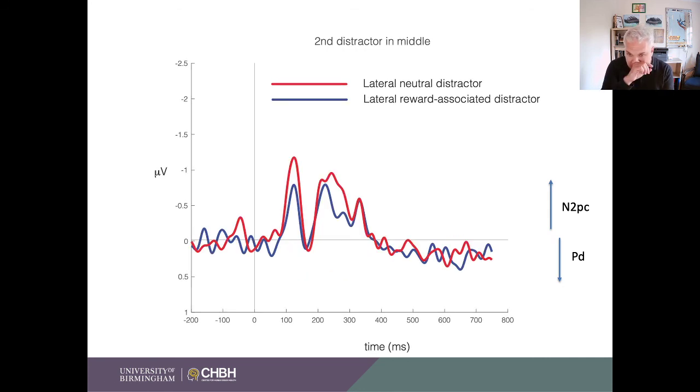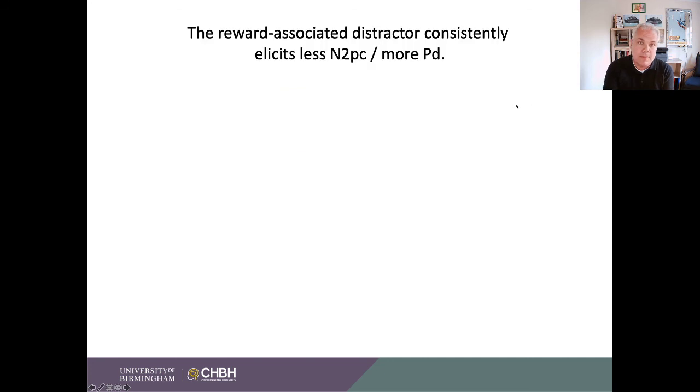And we reproduce this finding in an independent data set from these subjects. So that is to say that there is a separate condition here where the other distractor is in the middle, a separate set of trials, and we find the same overall pattern. The lateral neutral distractor is selected more consistently throughout the whole duration of the ERP than is the lateral reward-associated distractor. So the reward-associated distractors consistently elicit less N2PC, or more PD.